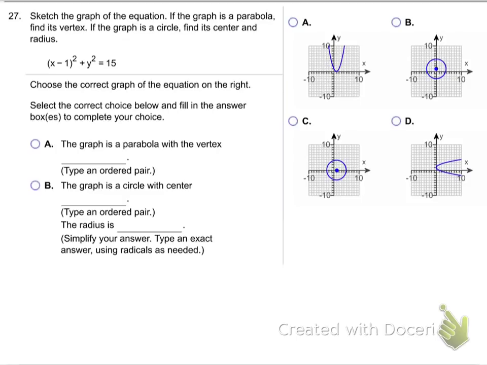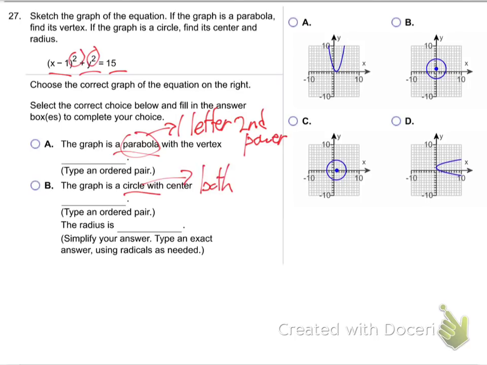Okay, so here's number 27. Sketch the graph. So they're asking me, is it a parabola or is it a circle? As you look at this, which one is it, a parabola or a circle? Well, this one is clearly a circle because both letters are squared. Remember, a parabola has 1 letter with a second power, but a circle has both x squared and y squared. So this is a circle because both x and y are squared.